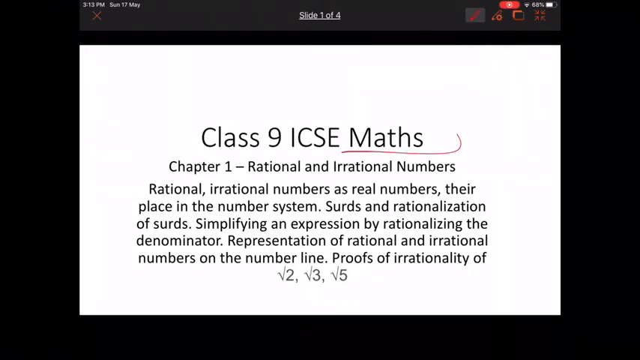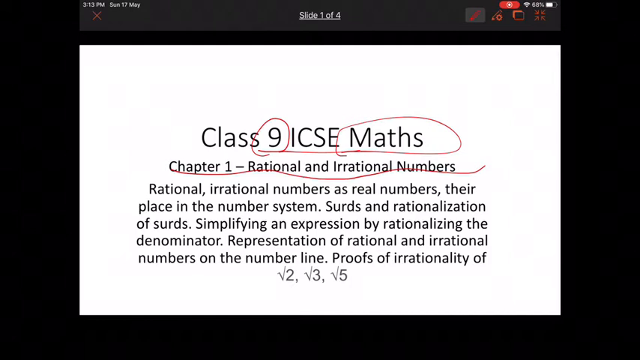Today I'll talk about mathematics of class 9 ICSE. Chapter 1, Rational and Irrational Numbers, and this is part 1. Let's begin.